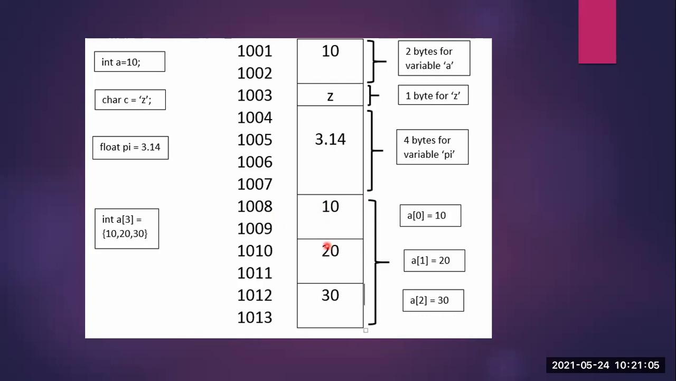Next, we have the number 20. Here, A of 1 is 20. So again, 2 bytes need to be allocated. So it will take 1010 and 1011. Similarly, the last value, A of 2, which is 30, is going to be stored at the next 2 blocks.